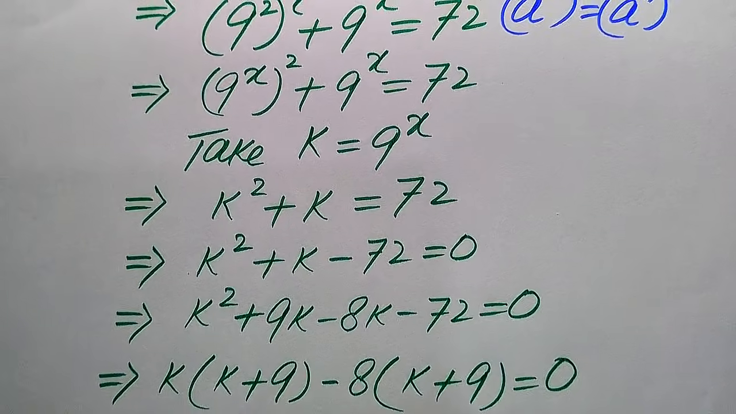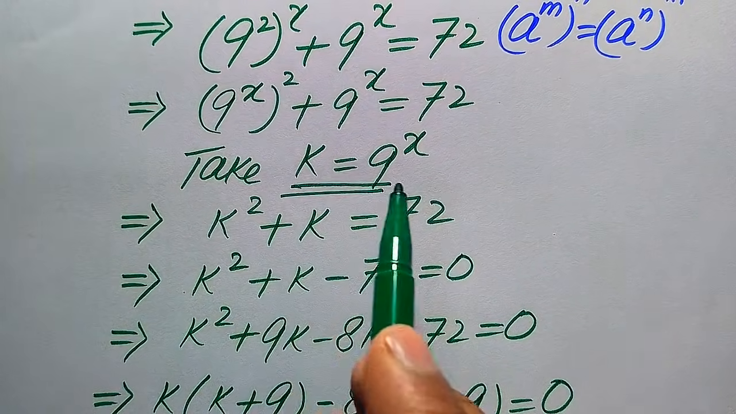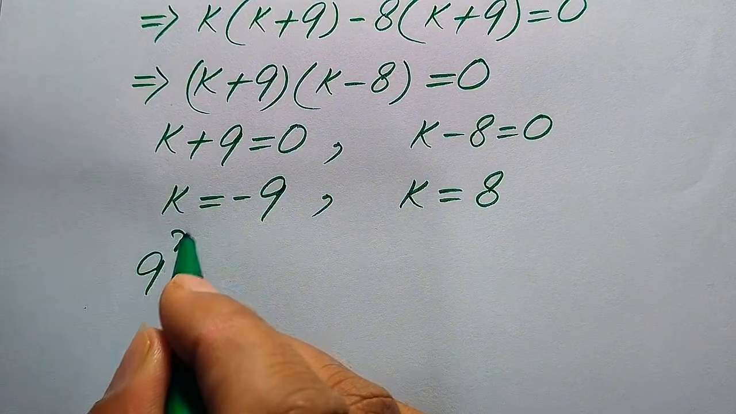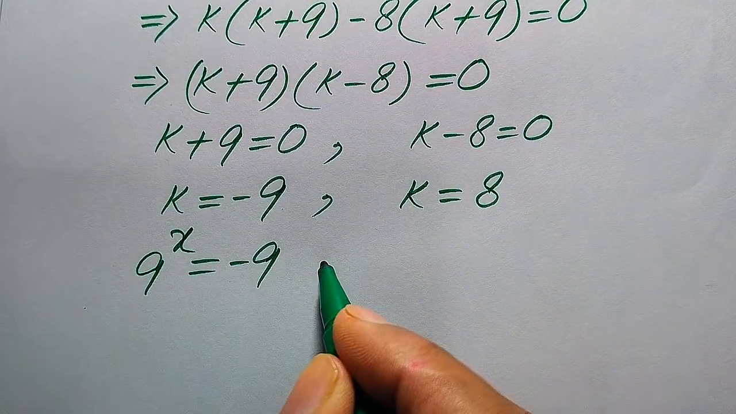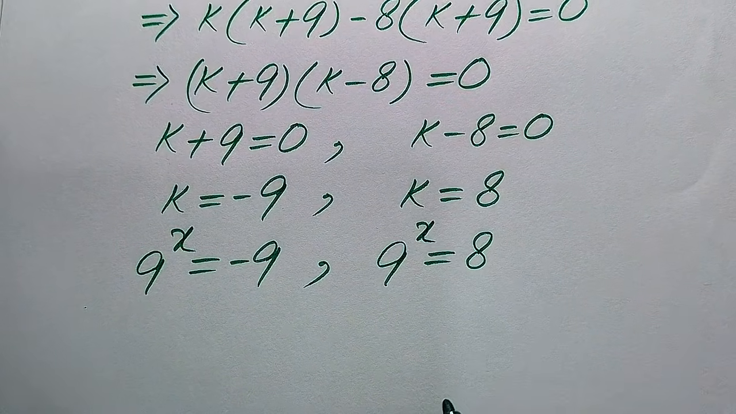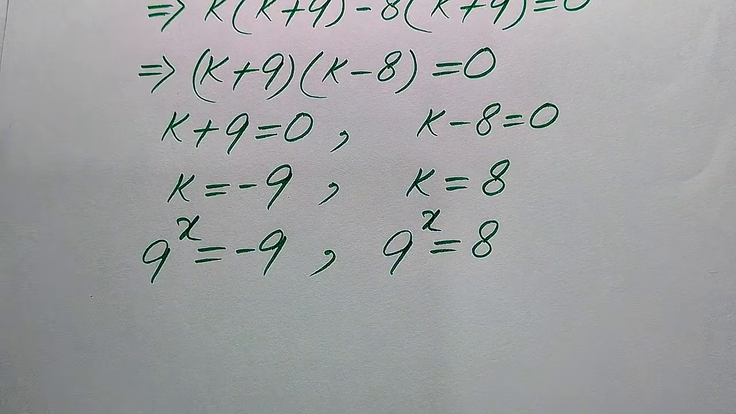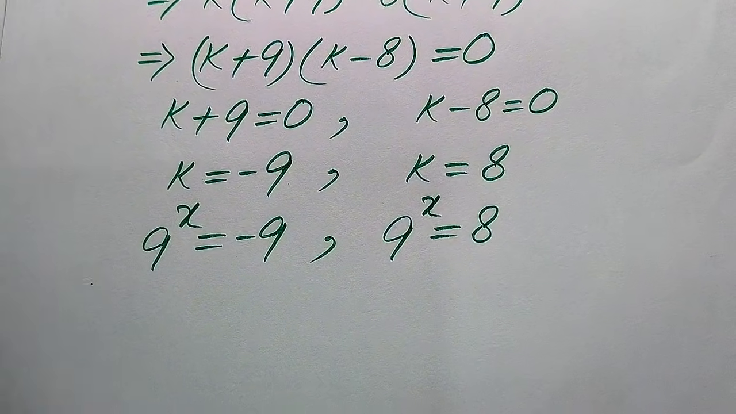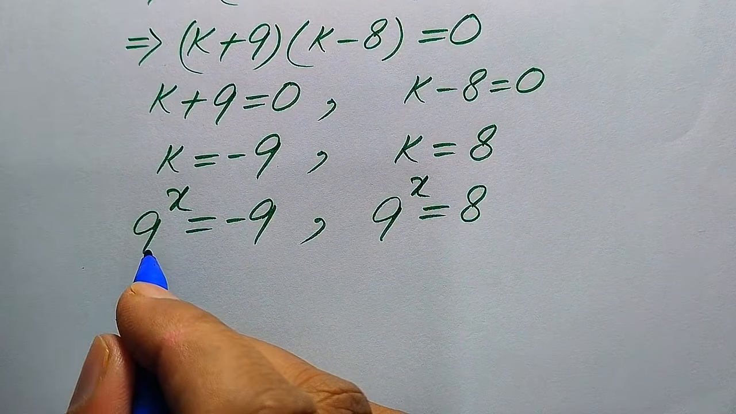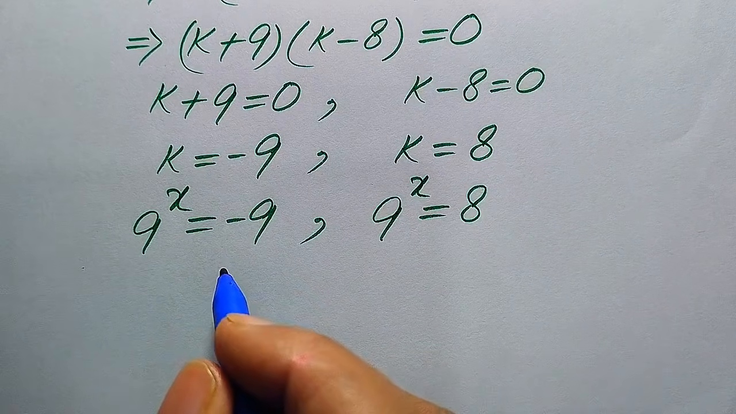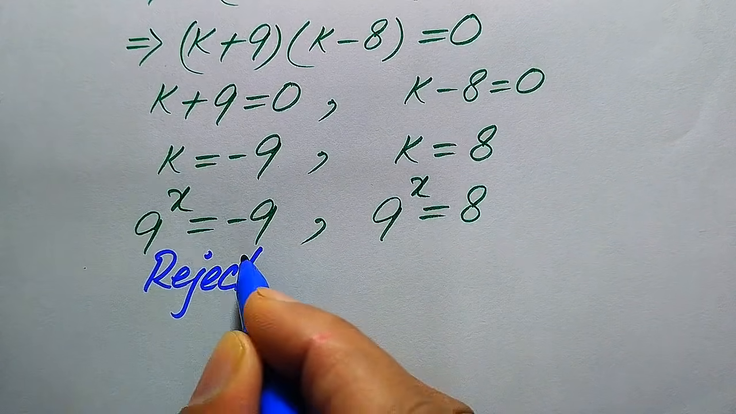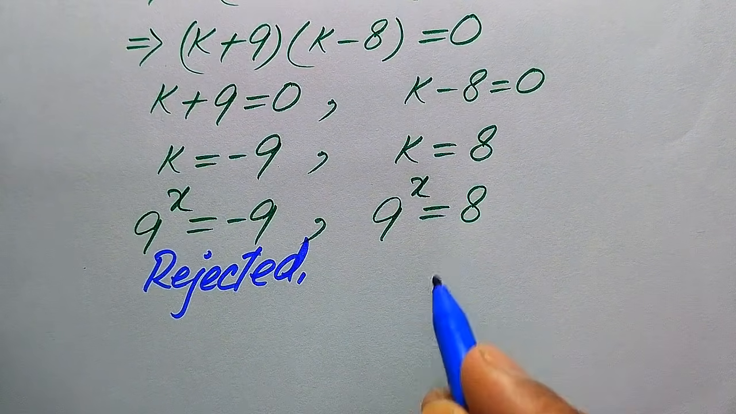Here we move backward and we back substitute the value of k. It is 9 to the power of x, and when we substitute it here it becomes 9 to the power of x is equal to minus 9, and in this case we get 9 to the power of x is equal to 8. So here you see that 9 to the power of x is an exponential function, and we know that it cannot be negative. So here you have 9 to the power of x equals minus 9. It is not a possible case, so we reject this case and we just proceed with this case only.